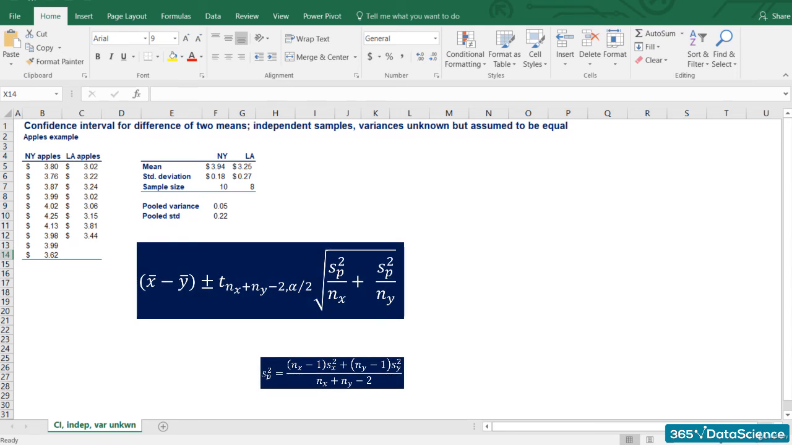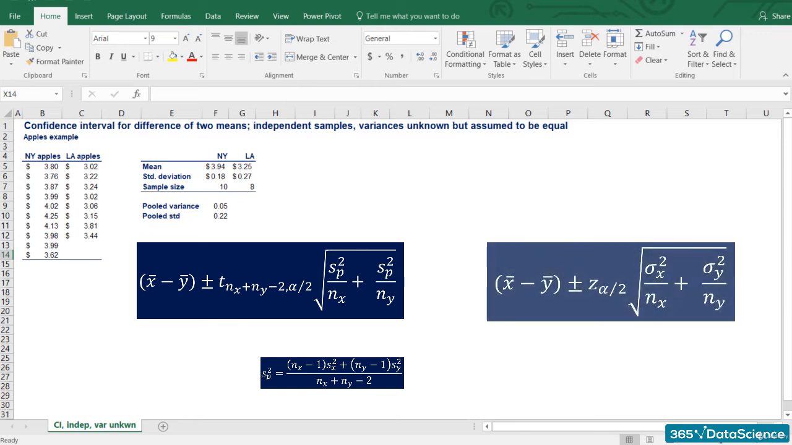Let's compare it to the formula for independent samples with known variance. We have the same difference of sample means. For the variances, instead of the population variances, we have the pooled sample variance. And then, instead of the z-statistic, we have the t-statistic. Although the formulas are different, they are very consistent, right?